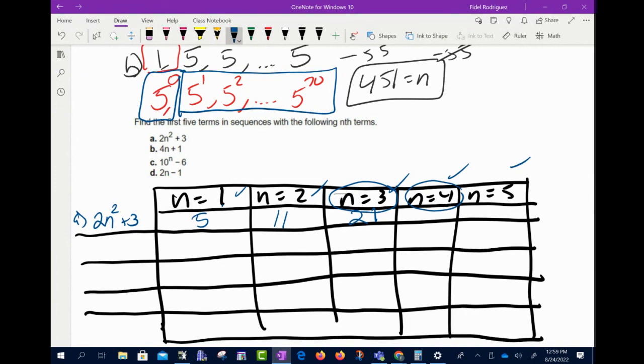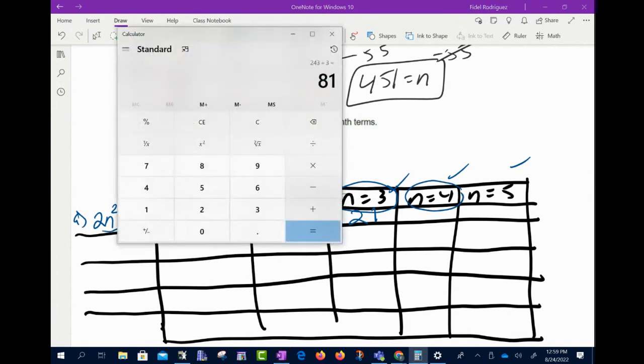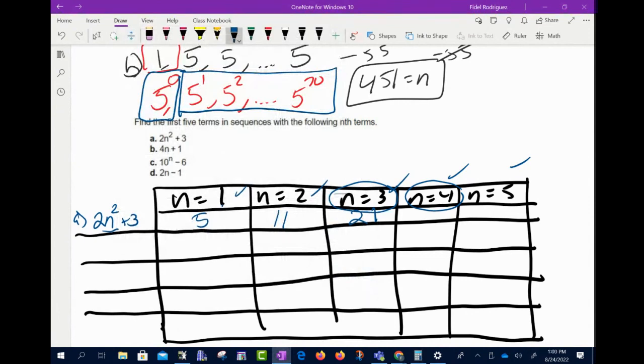Let's do 4. 4 squared. 4 times 4 is 16. Anybody know what 16 times 2 is? 32. What's 32 plus 3 more? 35. Good. Okay. Last one here, y'all.